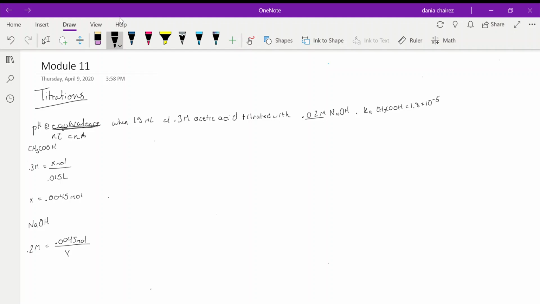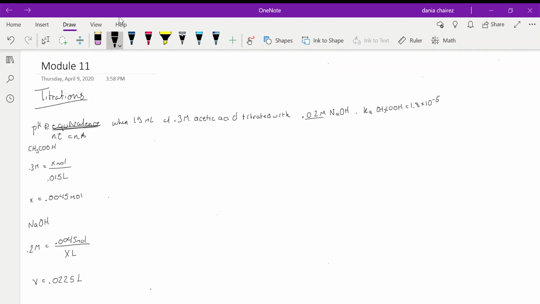So then we have our X liters, and now we're just going to solve for X, and we end up with 0.0225 liters. All right.